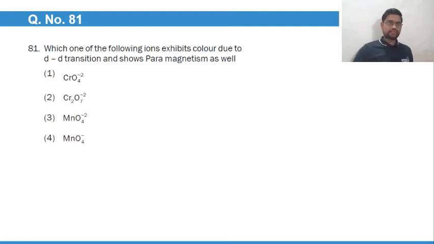81. Which one of the following ions exhibit color due to d-d transition and show paramagnetism? Which one of the following ions exhibit color due to d-d transition? It is d-d transition, not charge transfer, so we have to make sure of that. If you see very clearly, this and this show color due to charge transfer, whereas MnO4 2- shows it due to what?